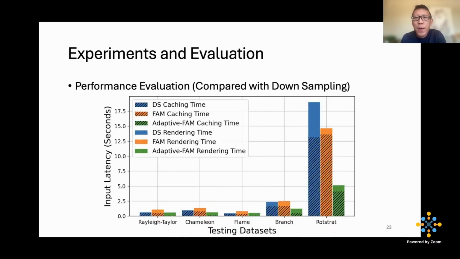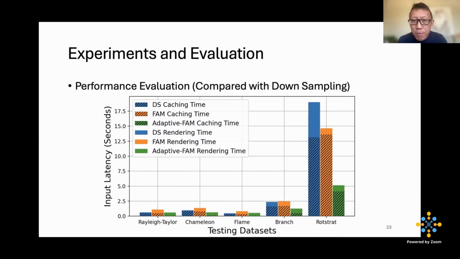So we also compare the input latency of the proposed method with the already fast multi-resolution framework through downsampling, utilizing GPU 3D texture for fast trilinear interpolation. Our method is the fastest method for all the testing datasets, except for the flip dataset. For caching time, our method is always the fastest.